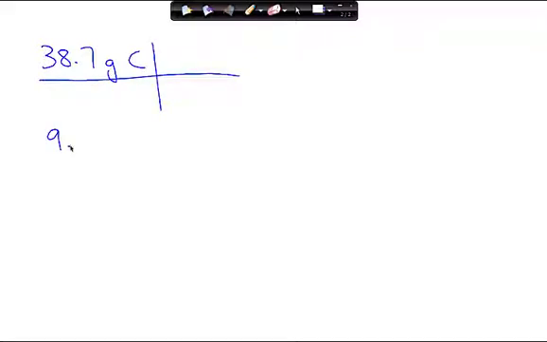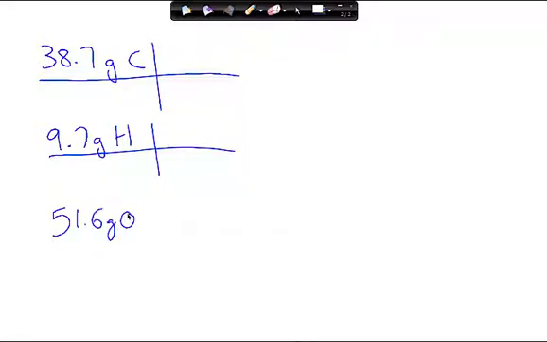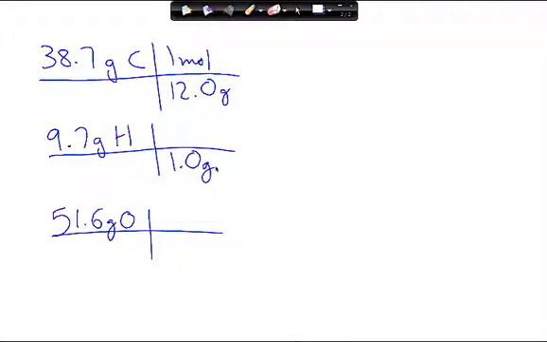Okay, so we've got 38.7 grams of carbon. We've got 9.7 grams of hydrogen, and we've got 51.6 grams of oxygen. And now we've got to convert these to moles. 12.0 grams is 1 mole. 1.0 grams is 1 mole, and 16.0 grams is 1 mole.